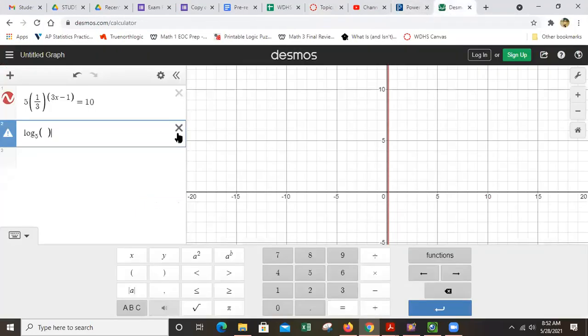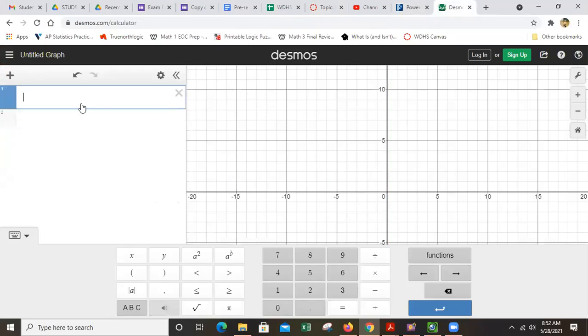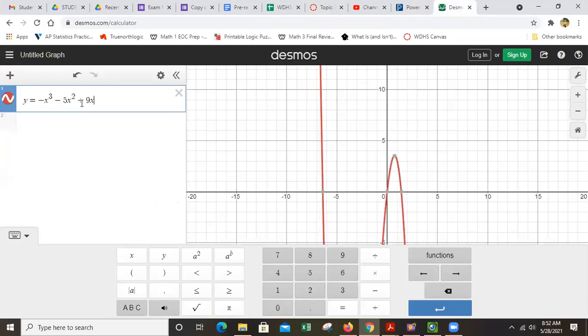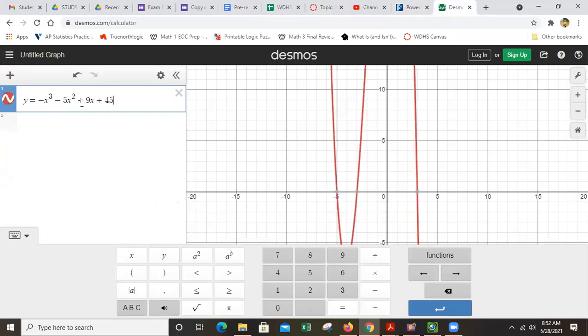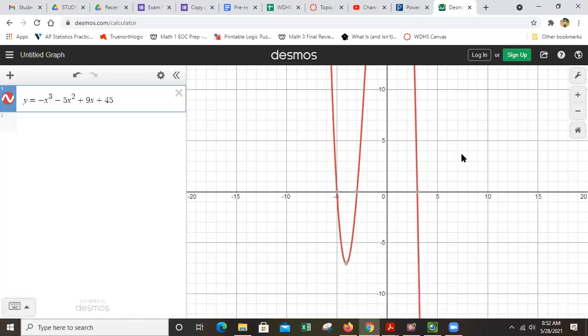All right, we're gonna go to Desmos, and we're gonna type this function in. And again, I just use y equals negative x to the third. All of these are pretty much Desmos, so that's why I left them off so that we could do it all at one time. Plus 9x plus 45. So here's your function.